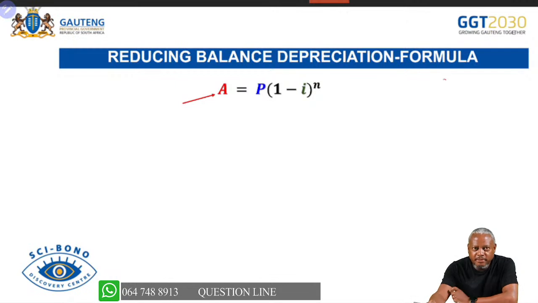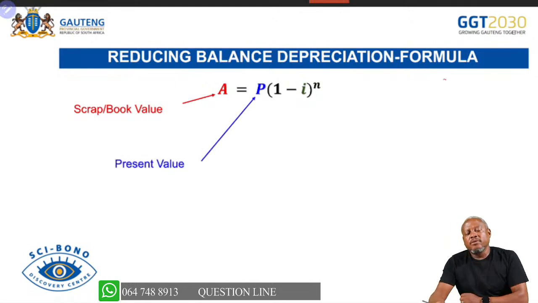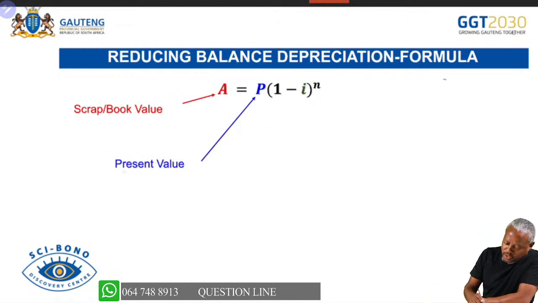I need to move a little bit slower. Remember, like I said, our variables remain the same. Please, our variables remain the same. So A will be the scrap or book value. We did that one. And then the next one is the present value, also called the principal.